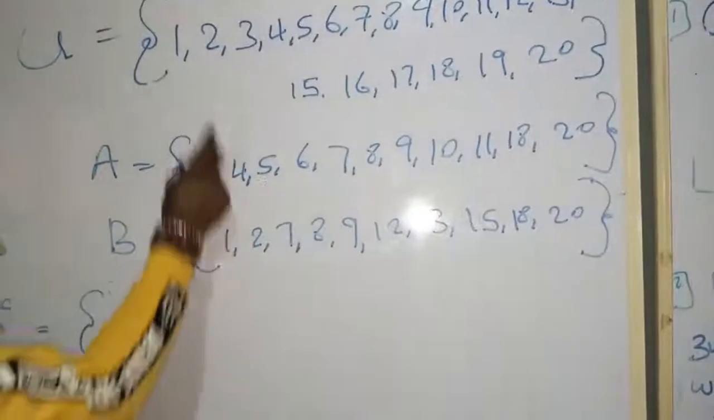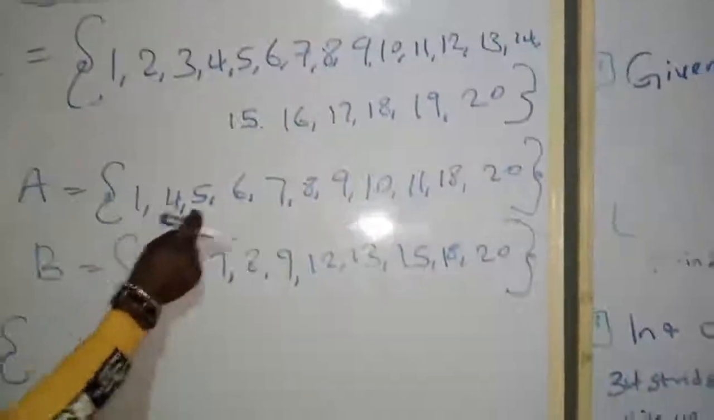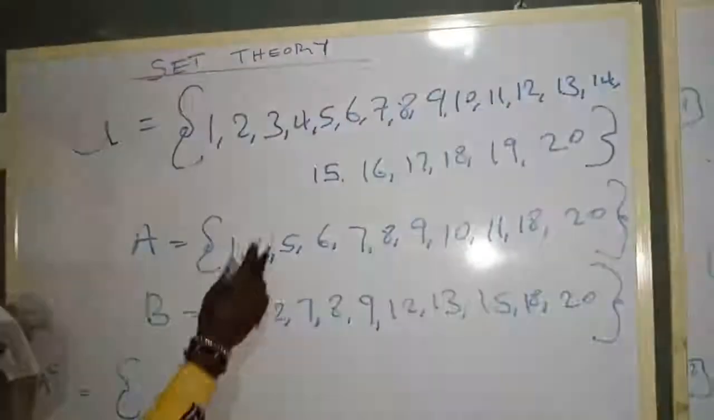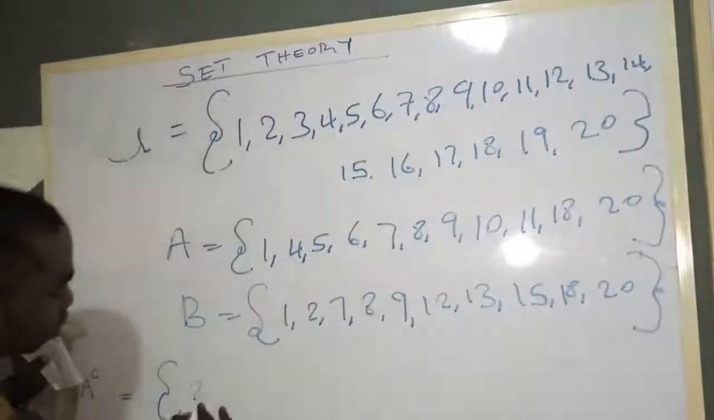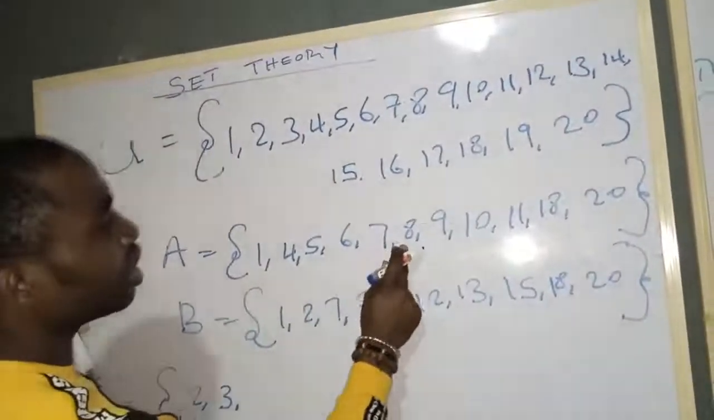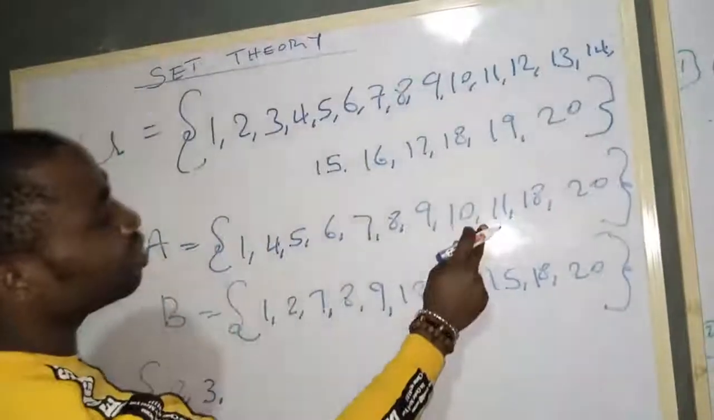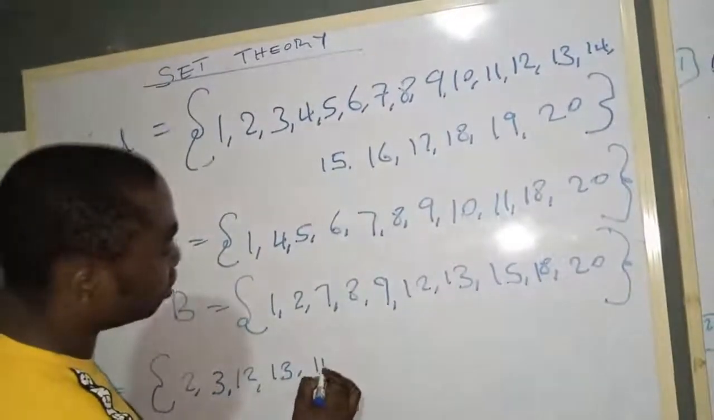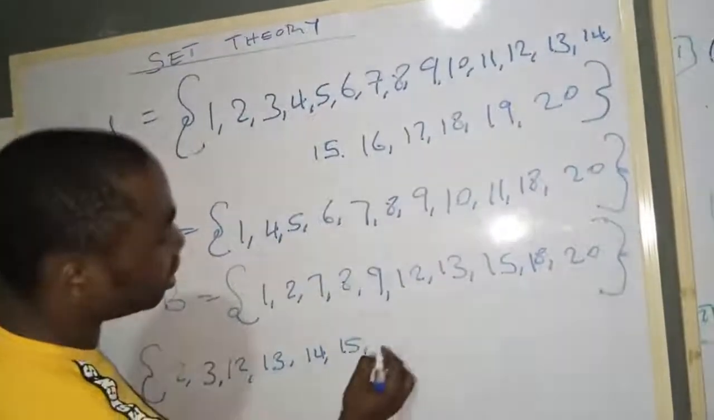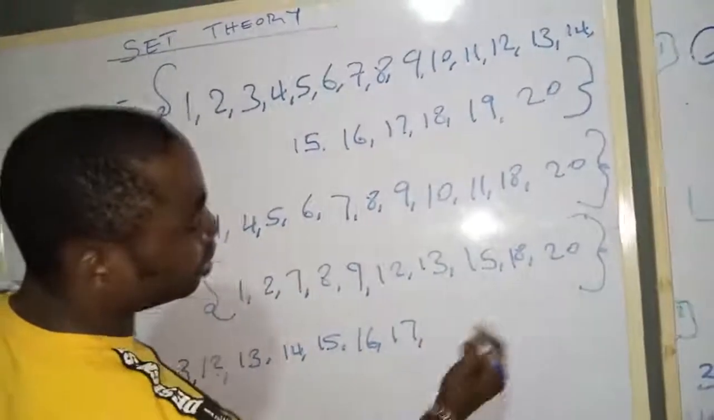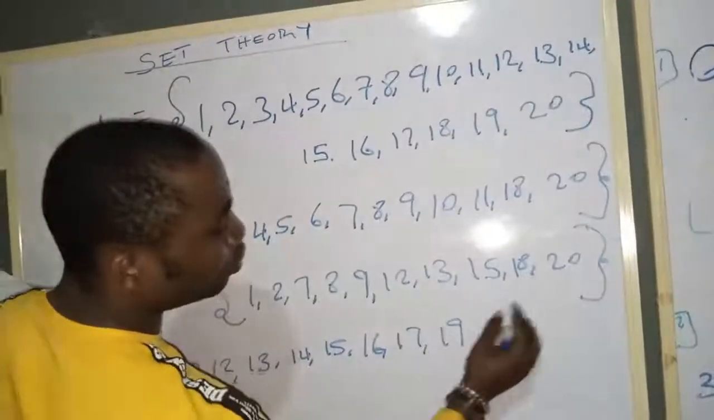Here in the universal set we have 1 to 20, right? That means any number from 1 to 20 that is not here is the complement of set A. We have 1, 2 is absent, 3 is absent, 4 is there, 5 is there, 6 is there, 7 is there, 8 is there, 9 is there, 10 is there, 11 is there, 12 is absent, 13 is absent, 14 is absent, 15 is absent, 16 is absent, 17 is absent, then 18 is there, 19 is absent, then 20 is there.